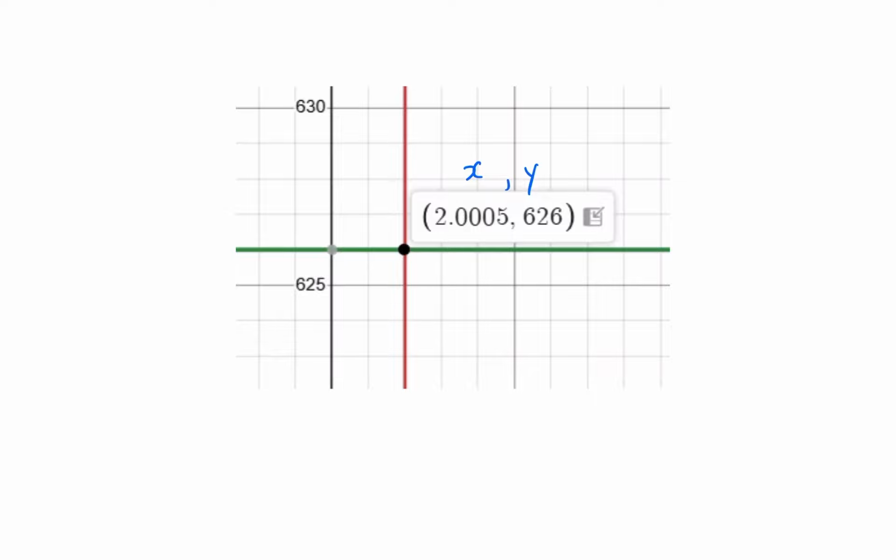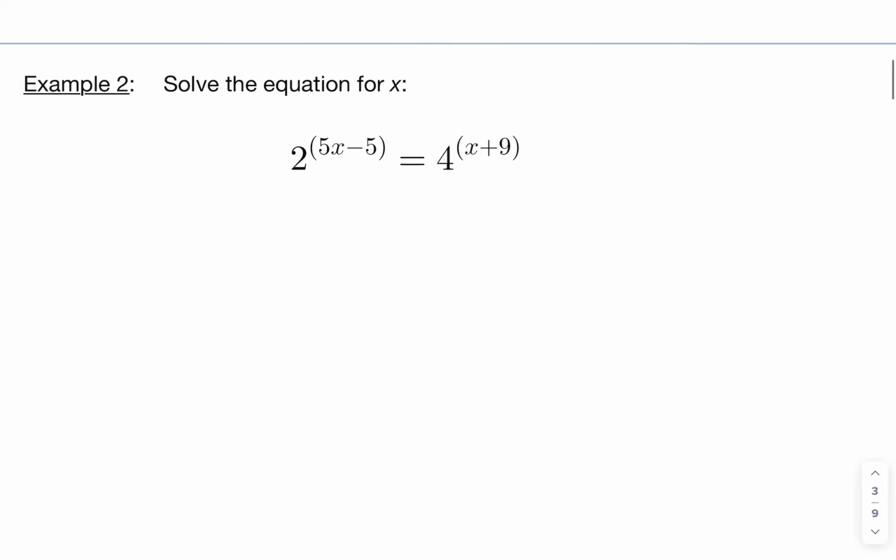And our answer is going to be the x value of the coordinate. And you'll notice that the x is stated as 2.0005. So in this particular problem, if the problem states to provide an answer to the nearest hundredth, then your answer is going to be x equals 2.00, okay? 2 places to the right of the decimal is the hundredths place. Okay, so that is how you solve this problem by graphing. So let's move on to the next problem.